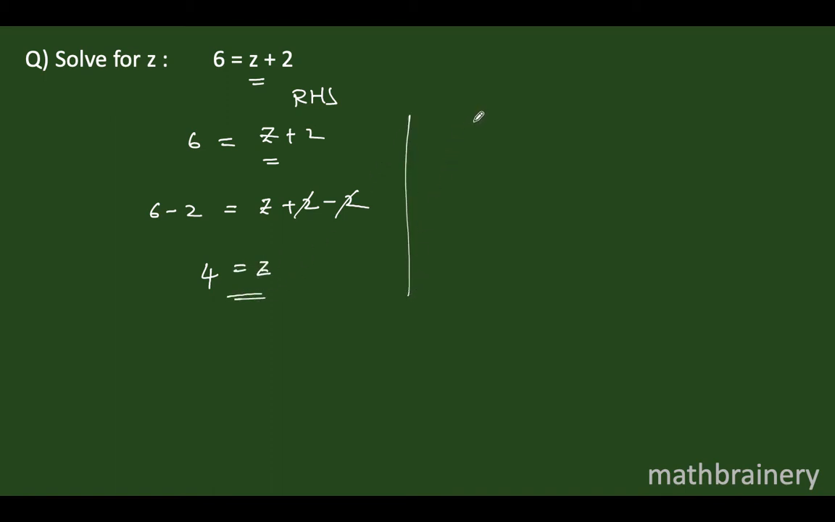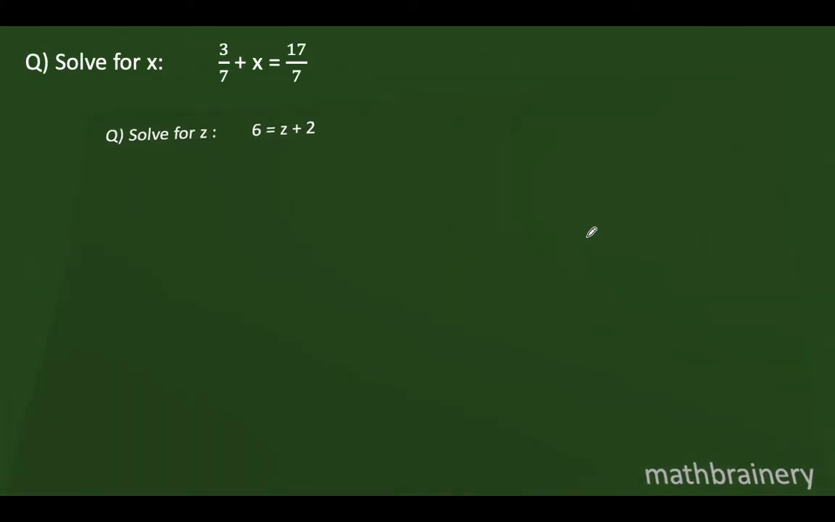What is the method of transposing in this case? You have 6 is equal to z plus 2. We want to transpose this 2 to the left hand side, and when we transpose, its sign changes to minus. So this must be 6 minus 2 is equal to z. That means 4 is the value of z. Look at the next question.